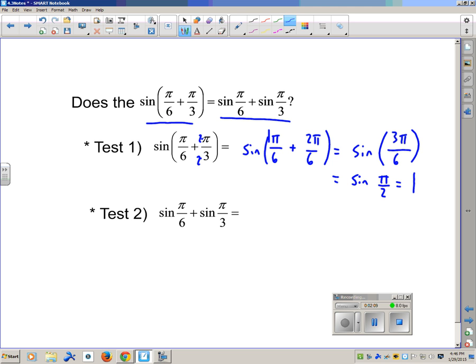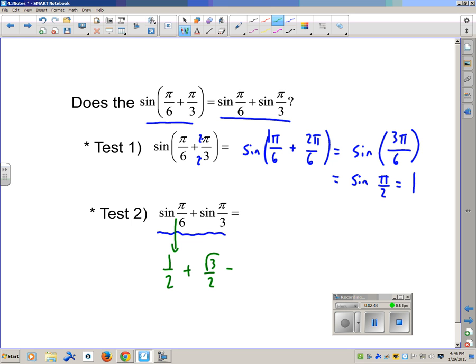All right, so then let's see if the sine of pi over 6 plus pi over 3 equals the sine of pi over 6 plus the sine of pi over 3. So now we're going to check this. Let's do each one of these. First, what's the sine of pi over 6 equal to? Looking at my identity sheet, I go down to pi over 6 and up to sine, and I see it's 1/2. And the sine of pi over 3, if I look at pi over 3 and go up to the sine, they match at the square root of 3 over 2.